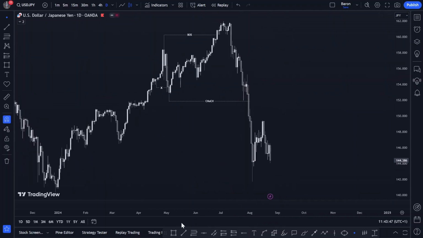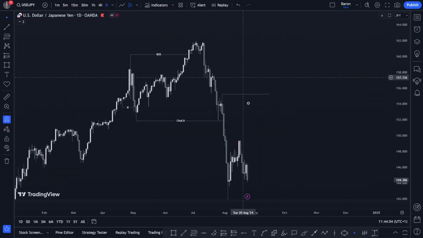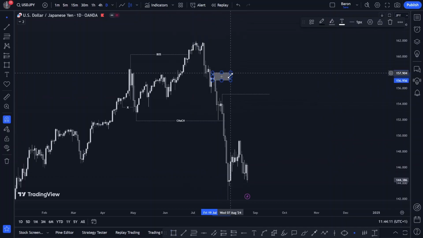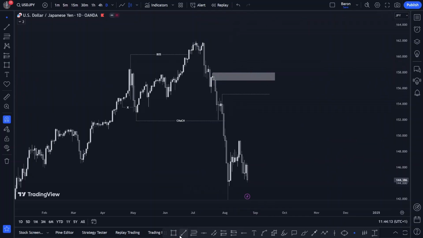Okay. So in daily, we have to look for our inducement. So this is our inducement in daily. So this is our inducement. And where is our order block? Decisional order block. I mean, this one here is our decisional order block. Okay. And our extreme order block is high above here.